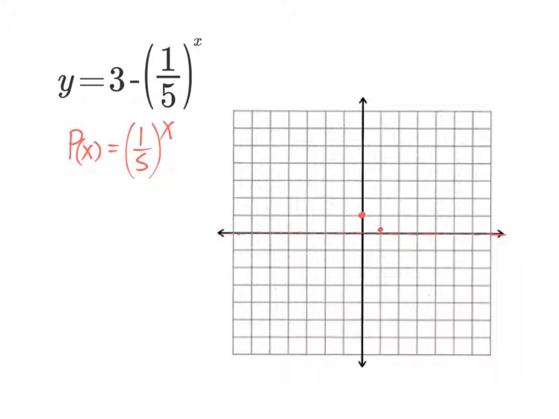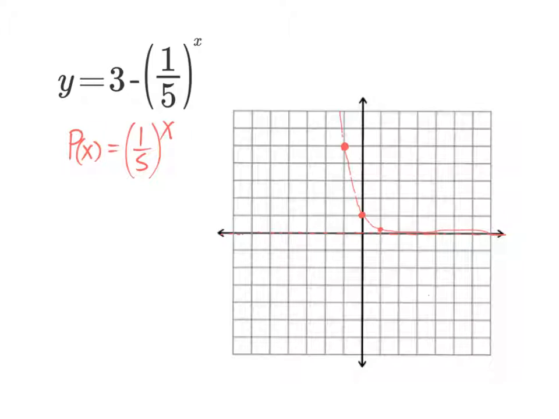And then if I went left 1 from the origin, I go up the reciprocal of my base. Well, the reciprocal of 1/5 is 5. So I'm going to go 1, 2, 3, 4, 5. So that's going to be right here. So my parent graph is going to look like this.